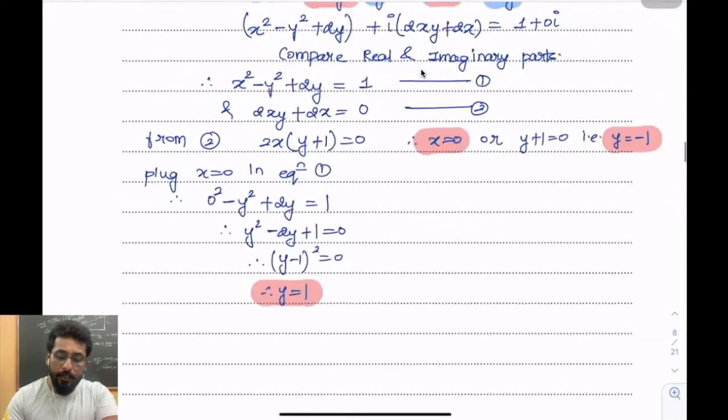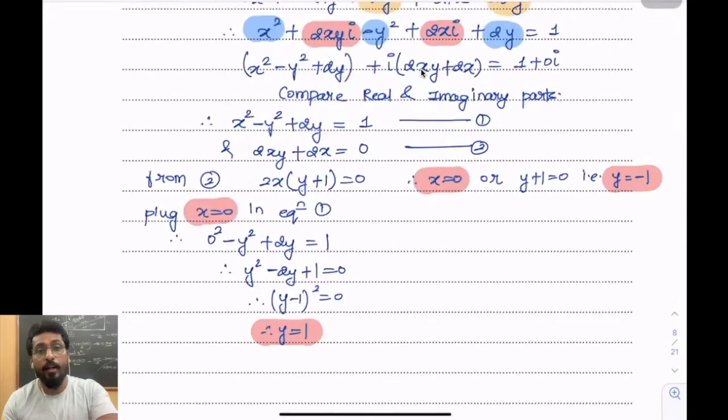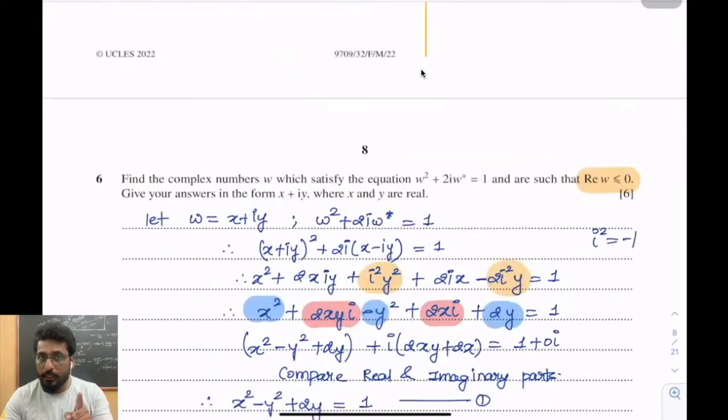right? So when x is 0, I've got the value of y as what? 1. Do you recall x is the real part of omega? X is the real part, y is the imaginary part. Omega was x plus iy. So I know that the real part of omega needs to be what? It needs to be less than or equal to 0. You remember the condition, right? I've already made you aware of that condition at the very start of the question. Real part of omega is less than or equal to 0. So the real part of omega, which is x, should be less than or equal to 0.